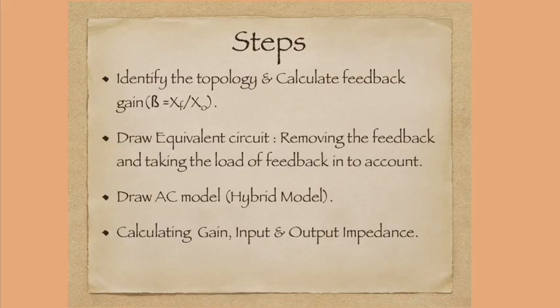Before coming to the actual problem, let's revisit the steps which are to be followed to solve the problem. The first step is the identification of topology and calculation of feedback gain, which is beta. The next step is to draw the equivalent circuit, which is drawn by removing the feedback and taking the load of the feedback into account. Then we have to draw the AC model for the given circuit, and finally we calculate the gain, input and output impedance.